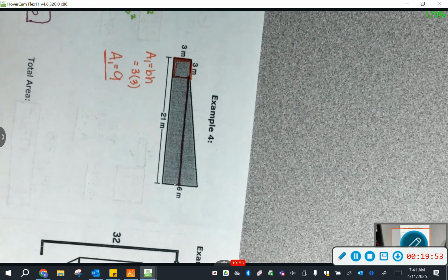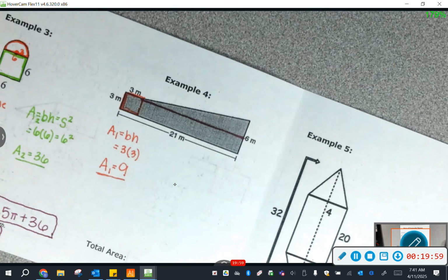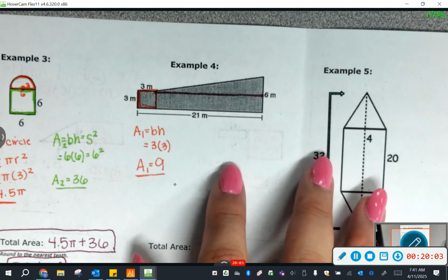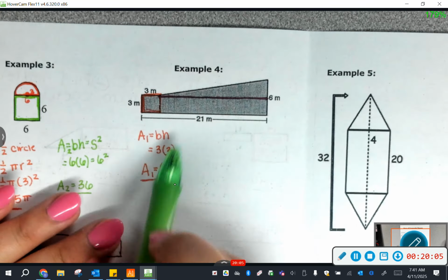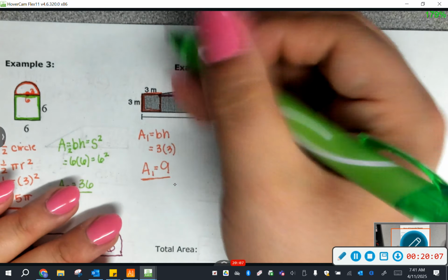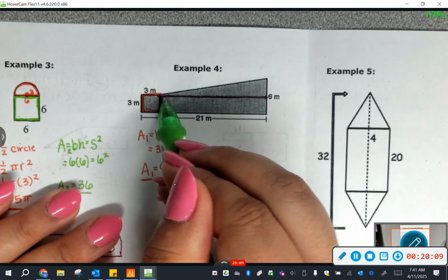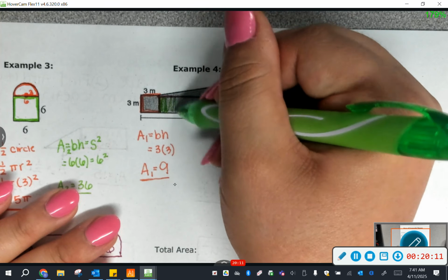If you saw the trapezoid, do the area of a trapezoid. However, a lot of you did not see that trapezoid. So if you don't see it, draw the line and make another shape. There's nothing wrong with that. So now, what do you see on the bottom down here? A rectangle. I'm just going to color this green.